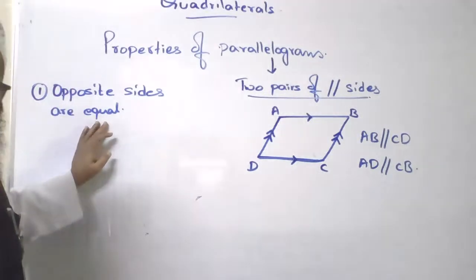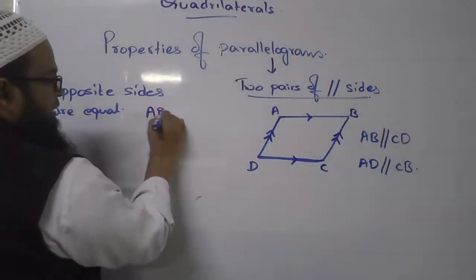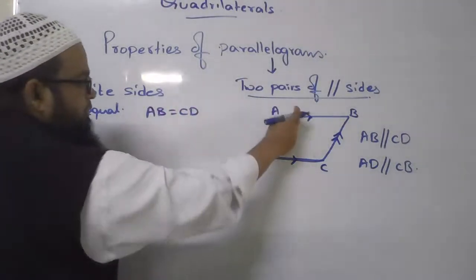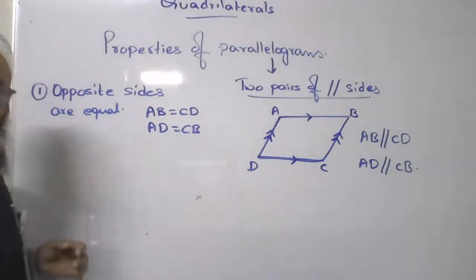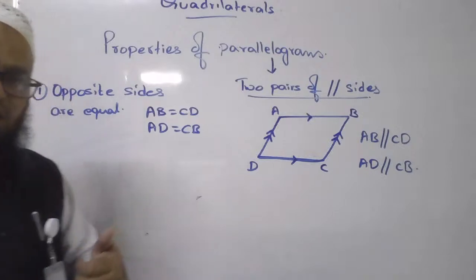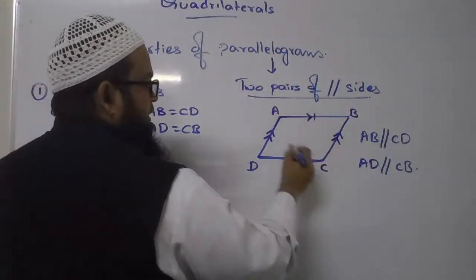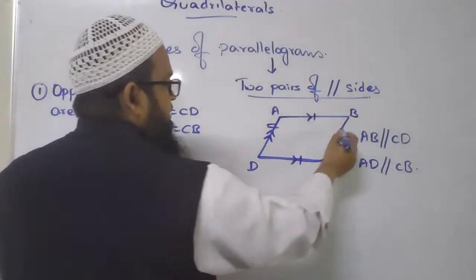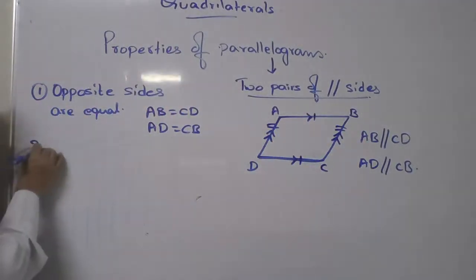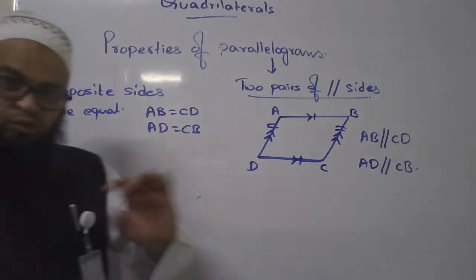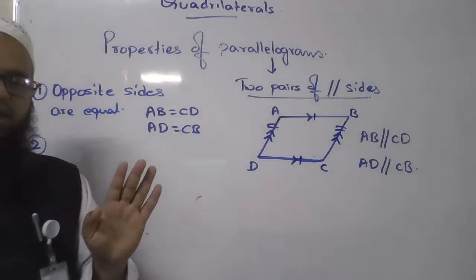Now opposite sides are equal. So that means AB is equal to CD, and the same way AD is equal to CB. Understood, my dear students? Good. So opposite sides are equal. That means this side is equal to this side and this one is equal to this one. Now, what is the second one? Sides are over. There is no other property related to sides.